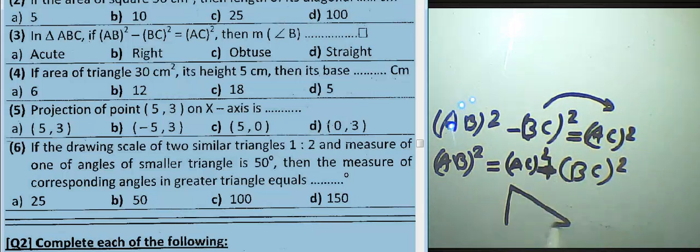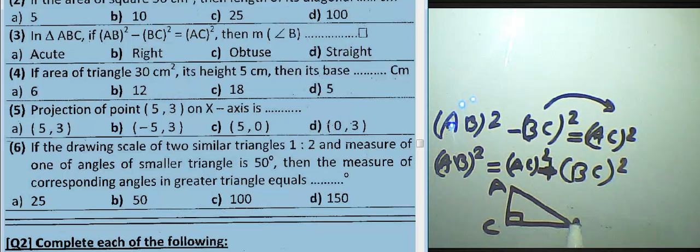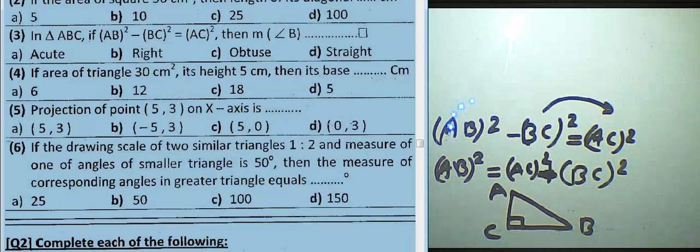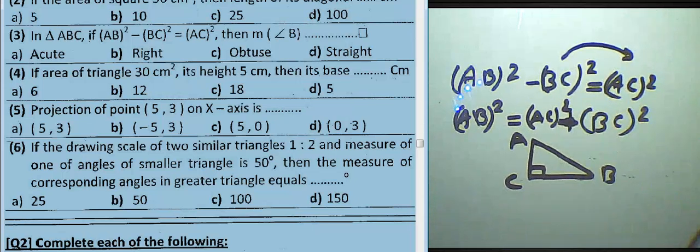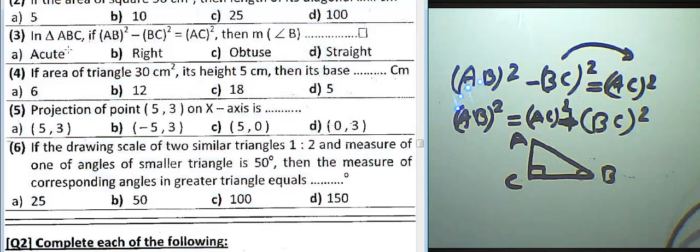Then this triangle will be a right triangle at C because AB is the hypotenuse. The measure of angle B here asks about the type of angle B. Angle B here will be acute. Then angle B will be what? Acute, because this triangle is right angled at C. Okay, then the result will be here letter A.